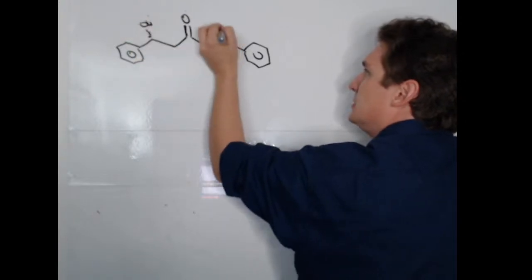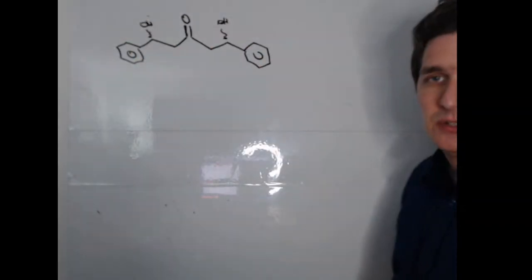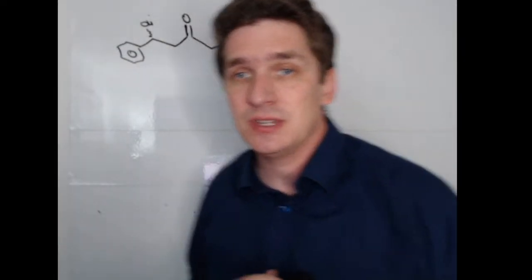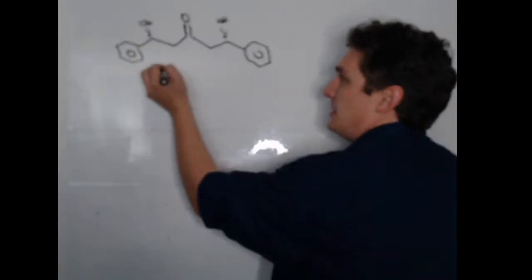So that's a chiral OH, and that's a chiral OH. And there are going to be R and S versions, and one of them is meso. So there's three possibilities here.